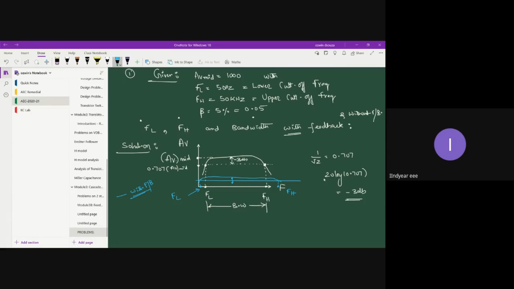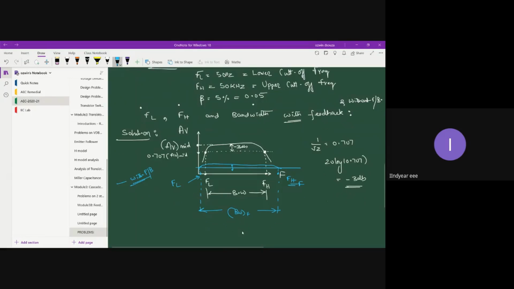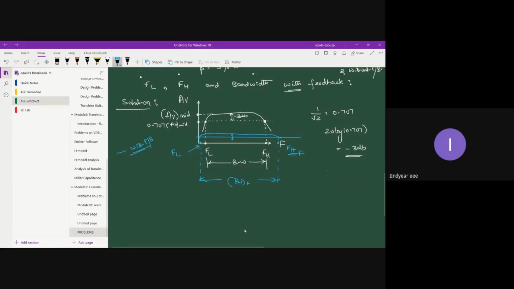On the other hand, if you look at the right hand side, FH increases, right? FH with feedback is more than FH without feedback, due to which the bandwidth increases. So bandwidth with feedback increases. This is the effect of negative feedback on bandwidth. Though there is a dip in amplifier gain, there are several other advantages.